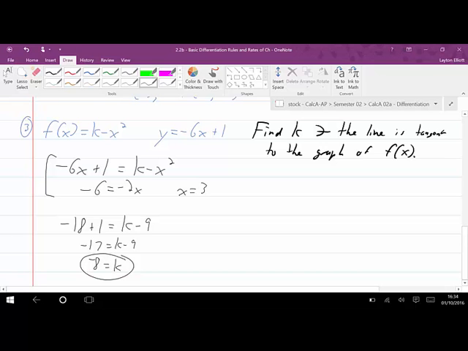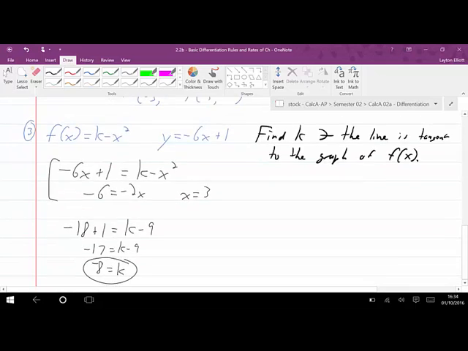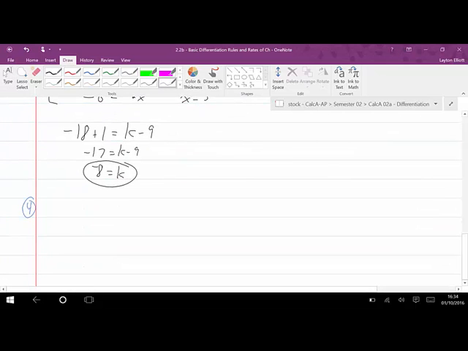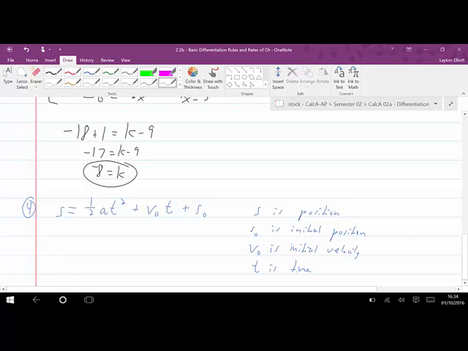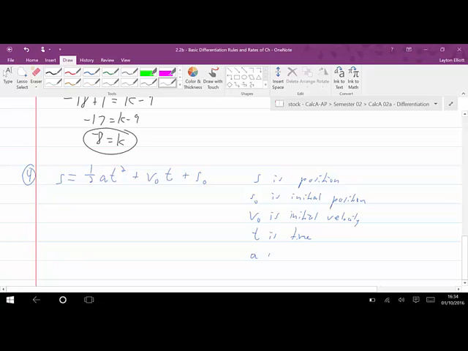Finally, physics people, you're going to love this, and non-physics people, I am so sorry. But back in physics, you learned this equation, s is equal to 1/2 a t squared plus v sub 0 t plus s sub 0, where s is position, s sub 0 is initial position. I'm just doing this from memory. Thank you, Buff Jesuit Physics. v sub 0 is initial velocity. t is time. And a is acceleration.